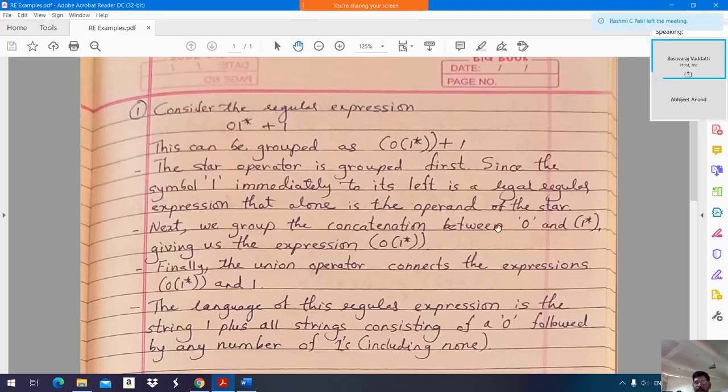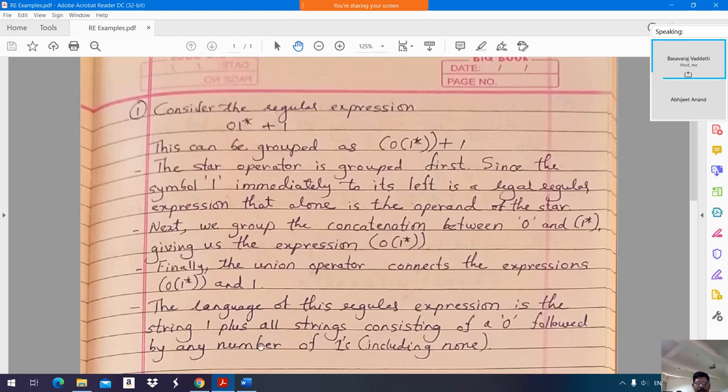You may be asked in the examination. We will give a regular expression like this. We may ask you, what is the language accepted by or represented by this regular expression? Let me know any doubts from your side about this English description of the regular expression.